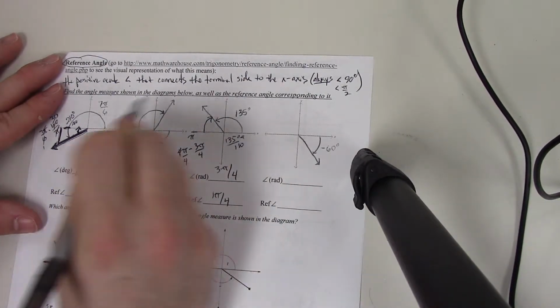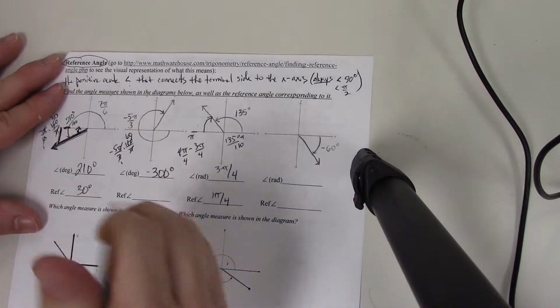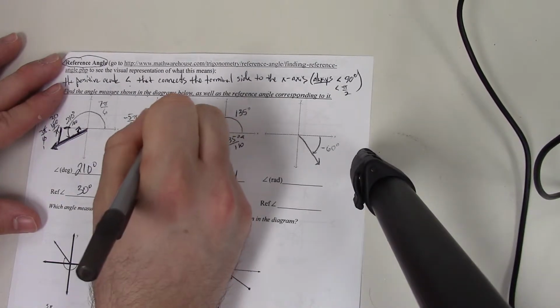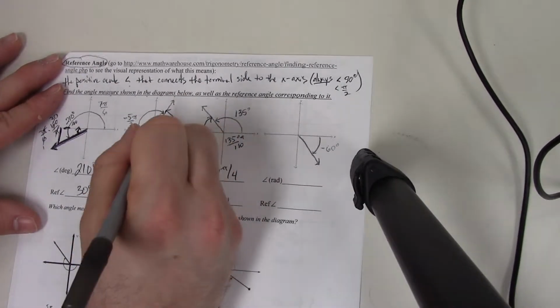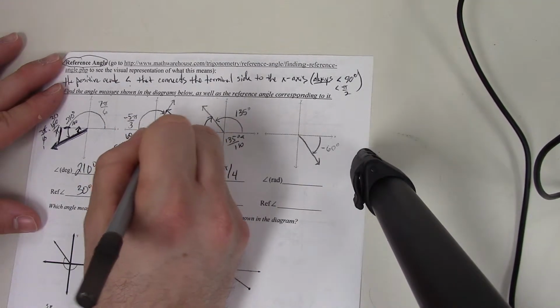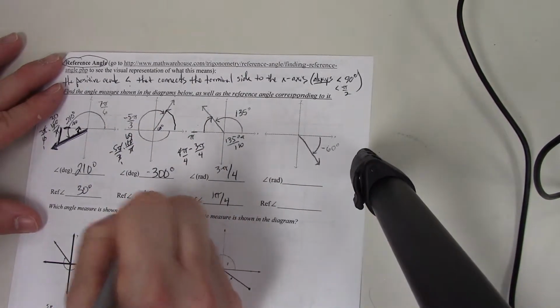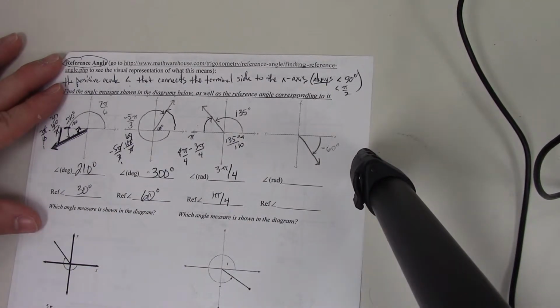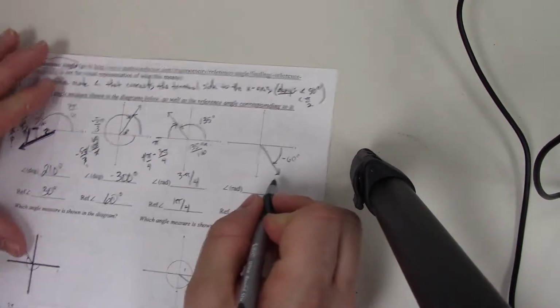Negative 300 degrees is the entire thing. It's negative because I went clockwise, and I want this, which is going to be, well, if the full circle is 360, what's left here is 60 degrees. It must be positive, it must be acute. Alright, so let's go to the last one here.